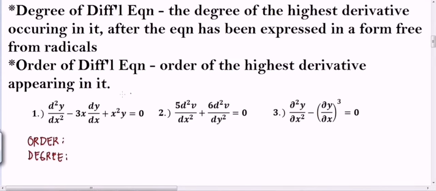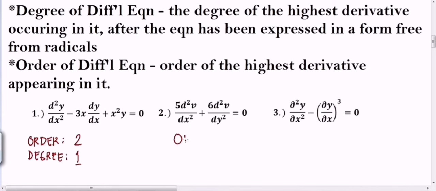Pag sinabi nating order, highest derivative appearing in the differential equation. In this case, dito sa number 1 natin, ang highest derivative dyan is second derivative. Kaya ang order niyan ay 2. Okay? Ngayon, kapag naman sinabing degree, yung exponent ng highest derivative. The degree of the highest derivative occurring in it. So, ito yung highest derivative natin at ano yung kanyang degree. Ito obviously ay naka-raise sa 1. May imaginary raise to 1 yan. So, ibig sabihin, ang degree niyan ay 1.